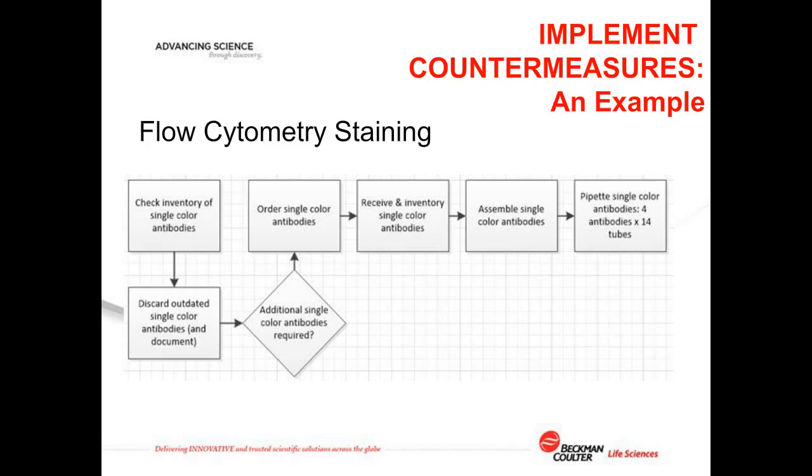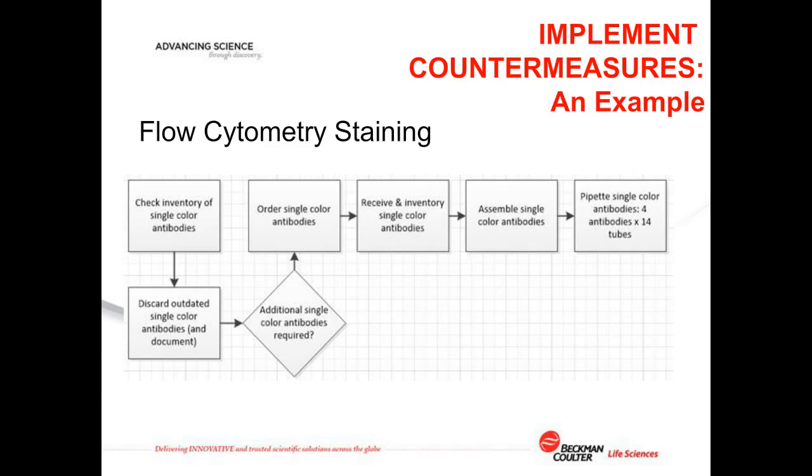So the steps involved in this are, let's say you want to do some testing somewhere, maybe not you, but somebody in the lab had to check the inventory of the single-color antibodies, discard outdated single-color antibodies because they're only good for a limited period of time, and then document, of course, that you've discarded those. If it turns out you need additional single-color antibodies, they have to be ordered. And then once they're ordered, they have to be received, they have to be inventoried, and you have to know where they are and their expiration date when you've opened them and so forth. The usual good laboratory practice.